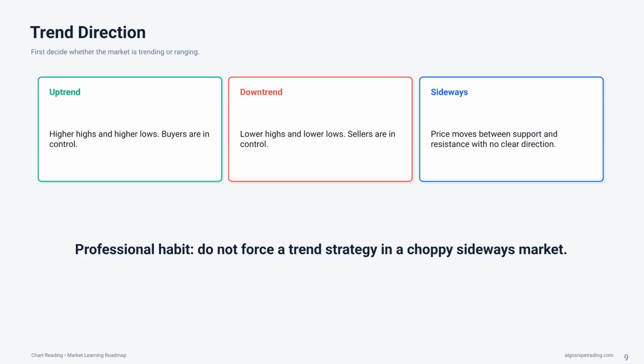The biggest mistake is using a trend-following strategy in a sideways market. In choppy conditions, price can move up and down quickly and create false signals. Main idea. First, decide the market condition: uptrend, downtrend, or sideways. A professional trader does not force a trend strategy when the market is choppy.